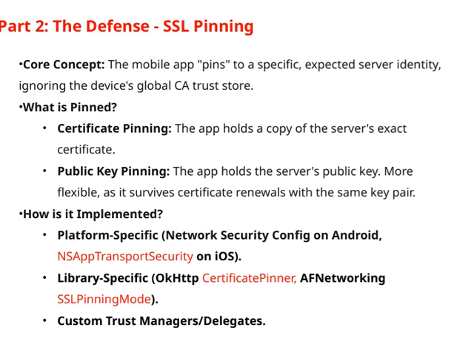Now, how do we implement this? There are platform-specific methods, like Network Security Config on Android and NSAppTransportSecurity on iOS, that help with pinning. Then, there are library-specific options, such as OkHttp's CertificatePinner or AFNetworking's SSLPinningMode. Developers can also create custom trust managers or delegates if they need more control over the process. To sum up, SSL pinning is a powerful defense mechanism. It locks the app to a specific server identity, making it much harder for attackers to intercept or impersonate the server. This is a critical part of securing mobile communications and maintaining trust in the app's data exchanges.